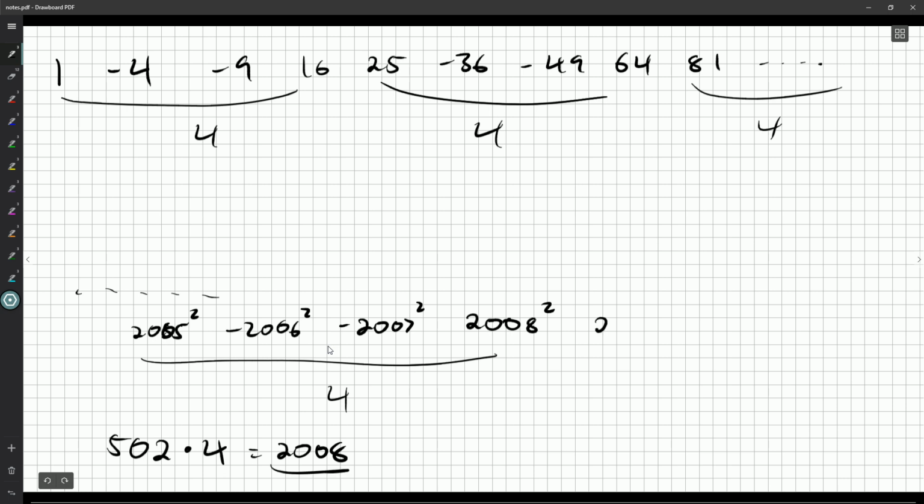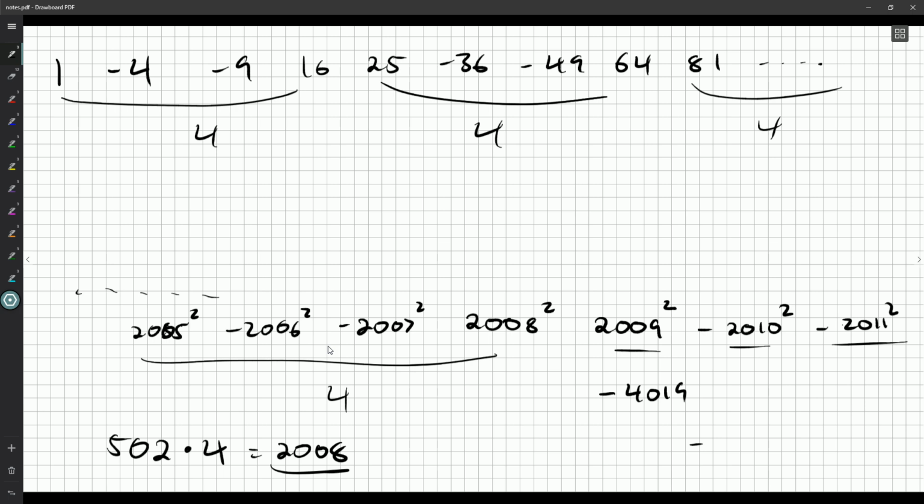But then we do 2009 squared, and then it'll be minus 2010 squared. And what's the difference there? Well, if you want to, you can grab your calculator, or you could say the difference should be 2009 plus 2010, but make it negative. But we can grab our calculator if we're not confident in that. We can get, okay, this is minus 4019. And then it'll be a minus, because it goes plus, minus, minus, so minus 2011 squared. And what's 2011 squared? 4,044,121.